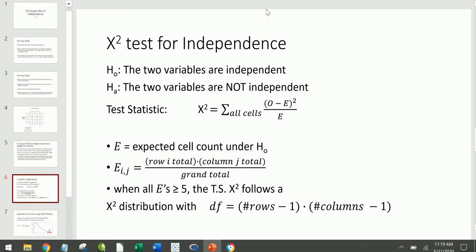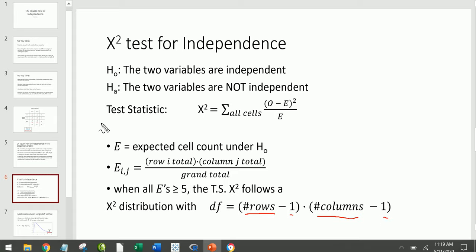The chi-square is another one of those distributions in statistical inference that comes up all over the place. So far, if you've been taking a stats course, you've probably learned about the standard normal distribution, the Z distribution, the T distribution, the Student's distribution, those are synonymous, and now the chi-square distribution. The chi-square distribution has a parameter called degrees of freedom. For this application, you arrive at the degrees of freedom by taking the number of rows in your table, subtracting 1, and multiplying that by the number of columns minus 1.